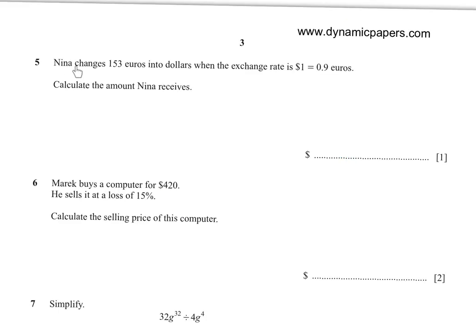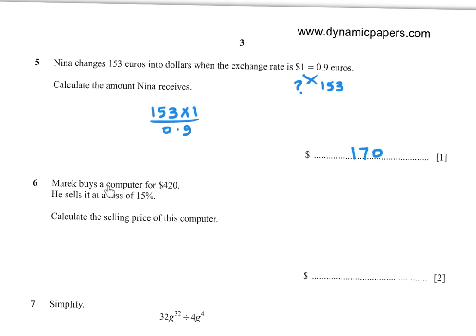Number 5, Nina changed 150 euros into dollars when the exchange rate is $1 to 0.9 euro. Calculate the amount Nina receives, so you can cross multiply. You have 153 euros. We need to find the number of dollars, so cross multiply. So 153 times 1 divided by 0.9, $170.